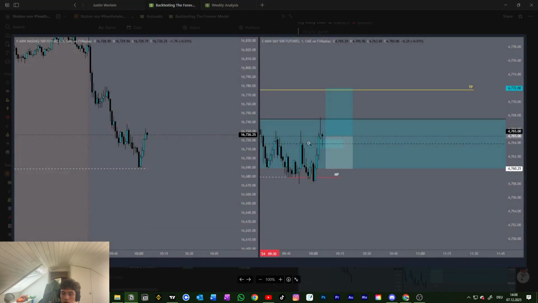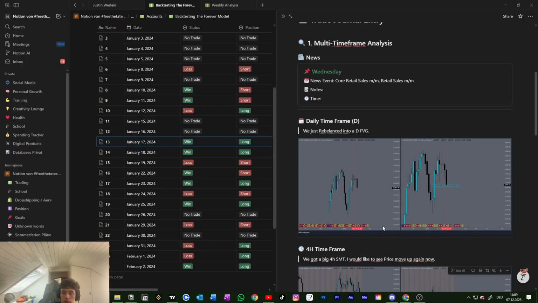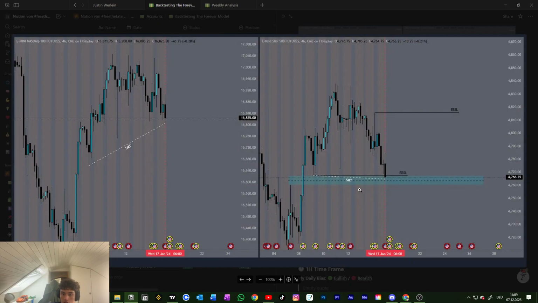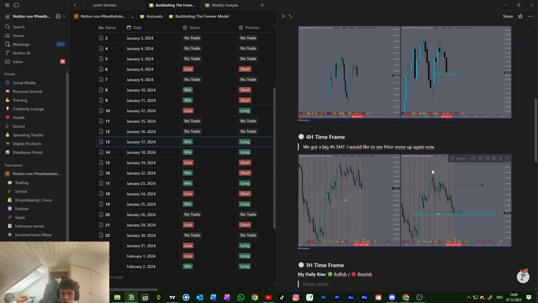And so probably that's my sell side liquidity here that I marked out. It's this one right here. That's this line here, because we're still below it.